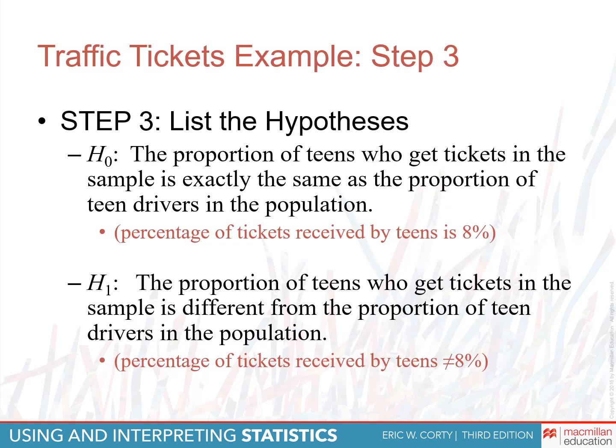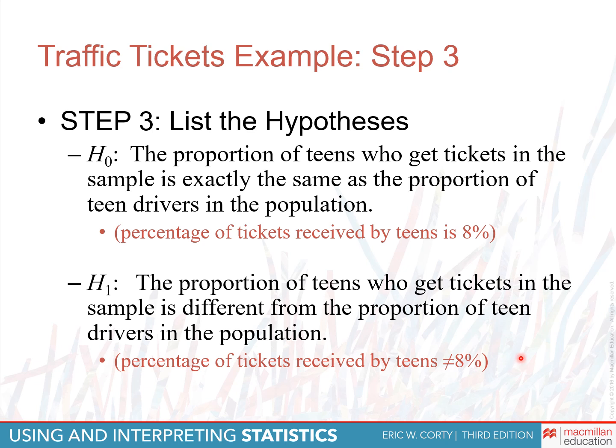All right, step 3, we want to talk about our hypotheses. So the null hypothesis would say that there's no difference in the proportion of teens who get tickets in the sample compared to the proportion of teen drivers in the population. So in other words, the percentage of tickets received by teens is 8%. It's not any different than what the proportion is. The alternative hypothesis would say that there is a difference. So it would say the proportion of teens who get tickets in our sample is different from the proportion of teen drivers in the population.